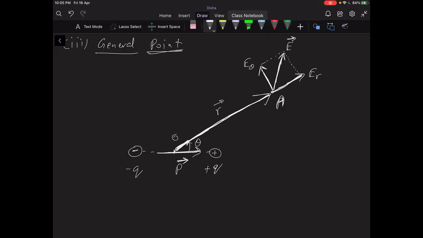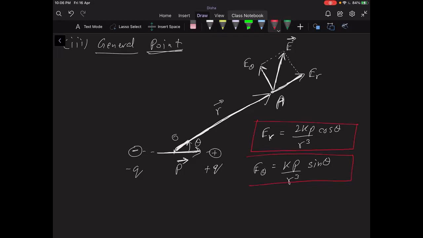Instead of remembering the E vector as a whole bunch, it is much easier to just remember that E R component is simply 2kp by R cube, like axial, but cos theta comes in. And E theta is kp by R cube, just like equatorial, but sin theta comes in. So those are the forms. Now, if you want to find the net vector or the angle, direction, all that is quite trivial. If we know the vector, then we know the whole deal.